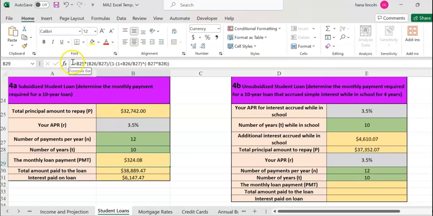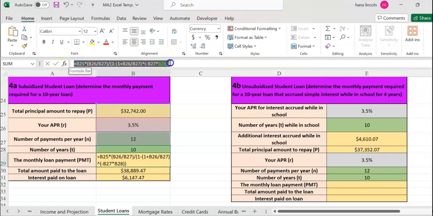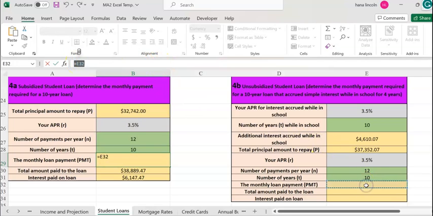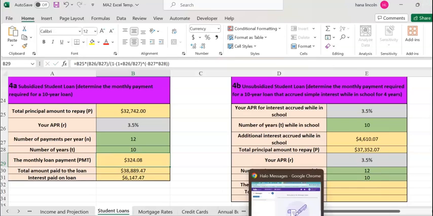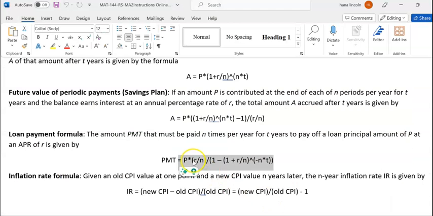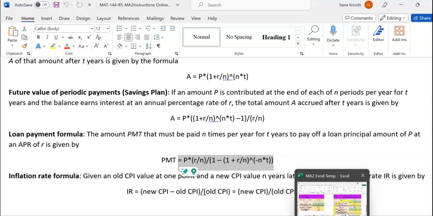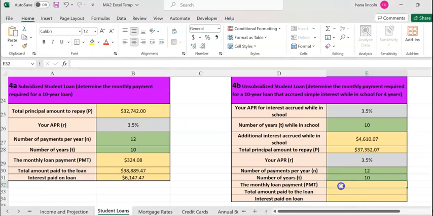The one I just used in the 4A table. So you're going to use this formula exactly, but you don't put B. Make sure you use the right cell reference. That means you're going to use the PMT formula in here in cell E32. You're going to do it the same way I did right here.